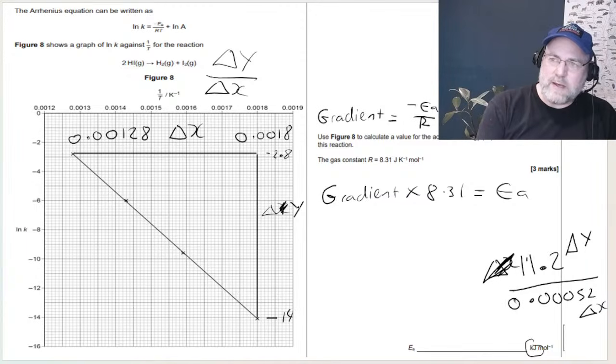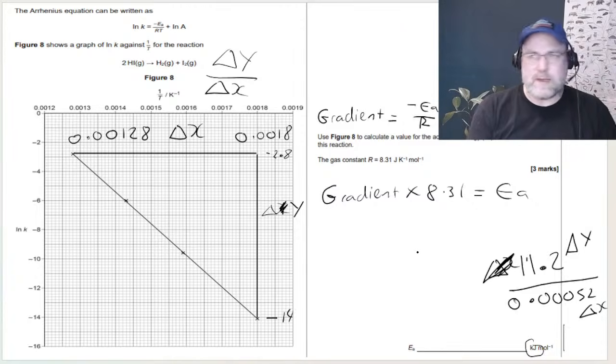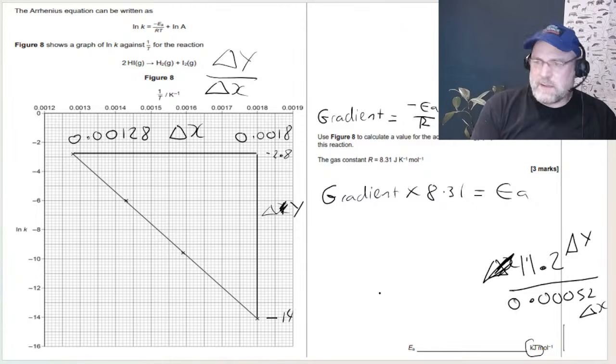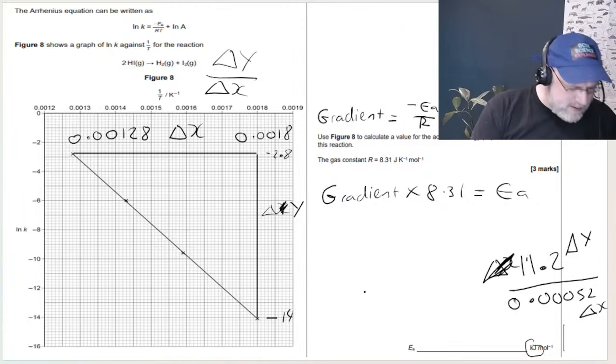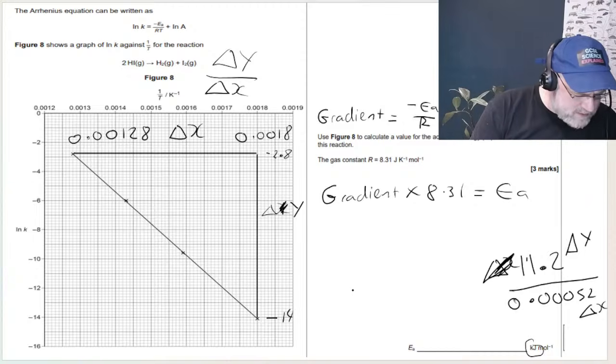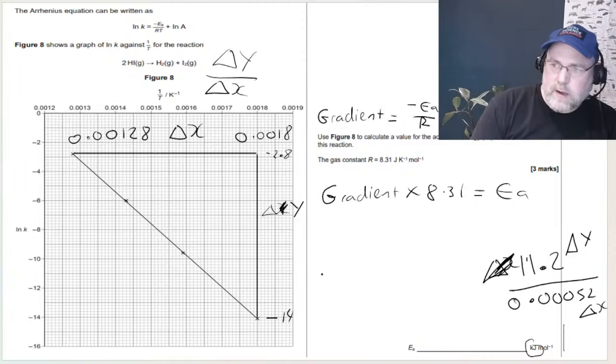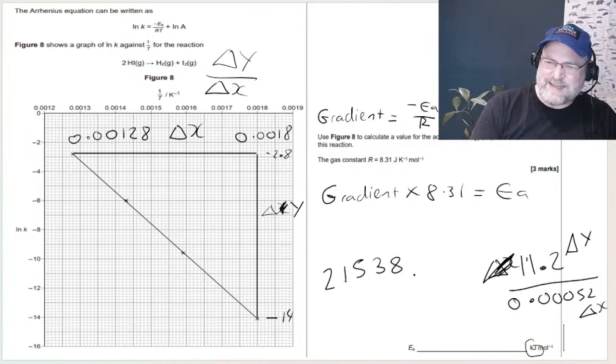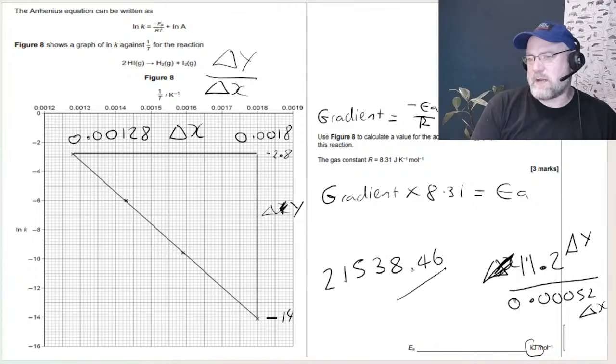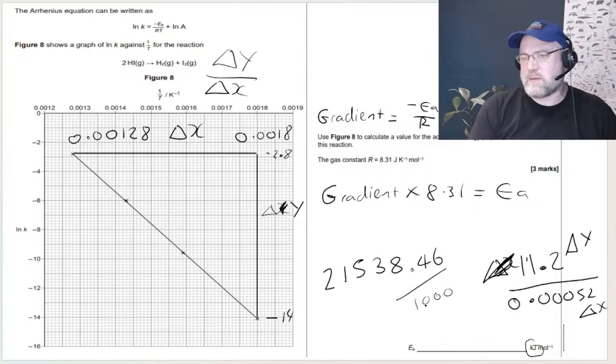There we go. So x, this is y. Horizontal is x. Come on, people. X axis, y axis. I didn't even spot that right. So 11.2 divided by 0.00052 equals. Give it to me. We got 21538. Does that sound right? I don't know if that sounds right, people. 0.46. And then I guess I'll divide by 1,000, right?